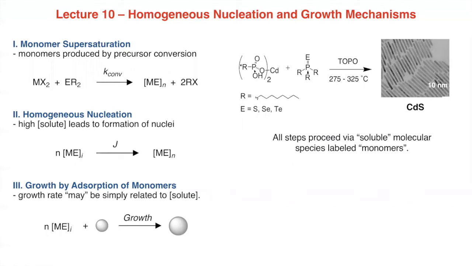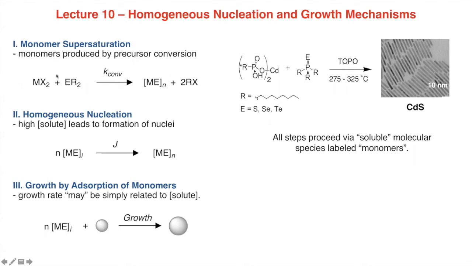So a homogeneous nucleation and growth mechanism in the formation of these nanocrystals proceeds by a couple of different steps. And I've just shown an example synthesis here on the right of this cadmium phosphonate reacting with a phosphine chalcogenide in topo to form these rods. And to help guide the discussion a little bit, on the left over here, you have this metal X and ER2, where ER2 is representative of this E double bond to phosphorus.